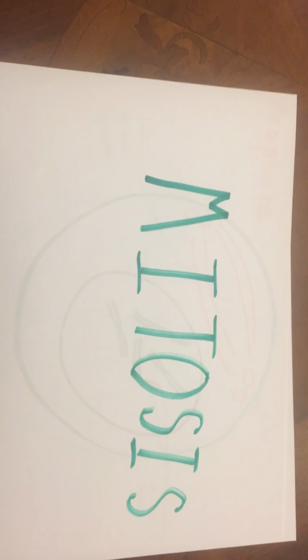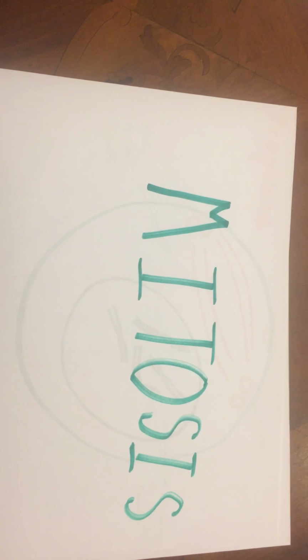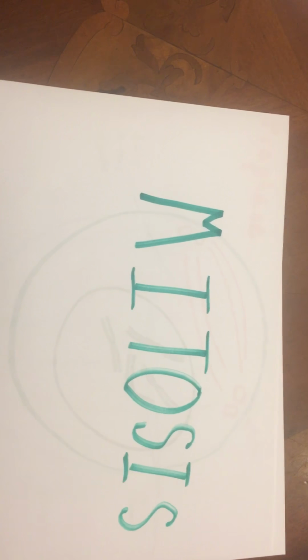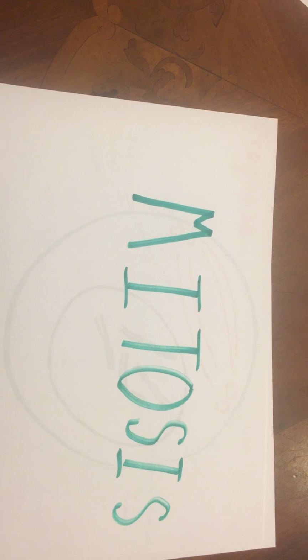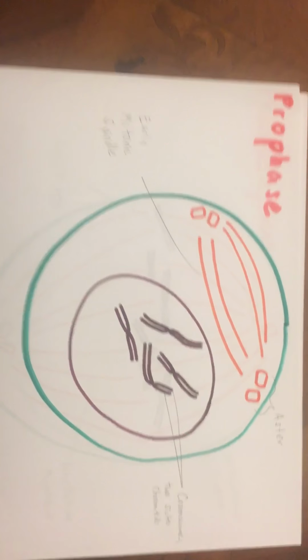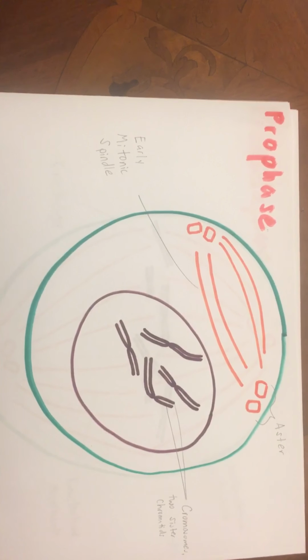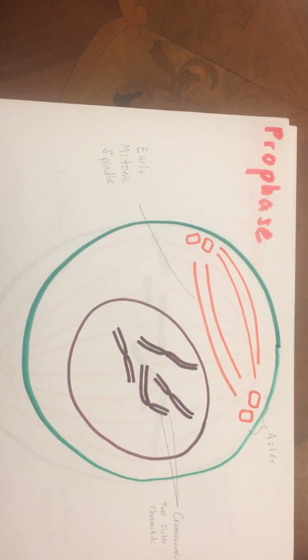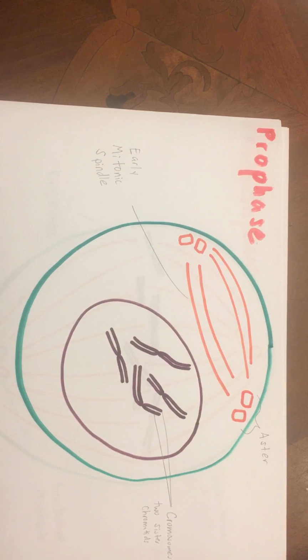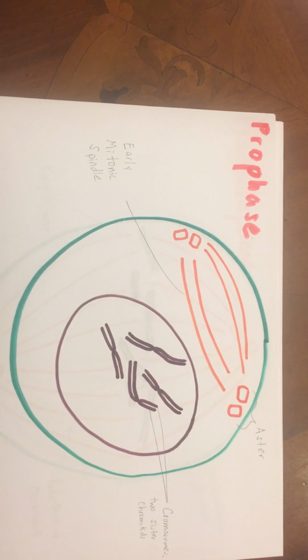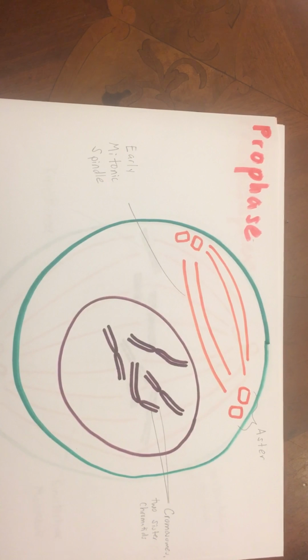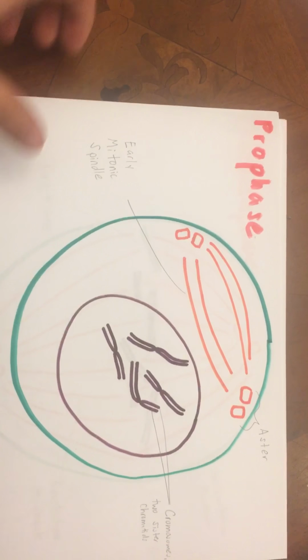Mitosis. The purpose of mitosis is for cell reproduction, regeneration, and growth. In the first phase, prophase, chromatin fibers become more tightly coiled, and nucleoli begin to disappear. Centrosomes move away from one another, and the mitotic spindle begins to form.